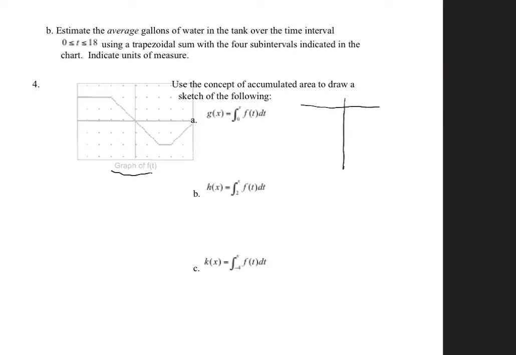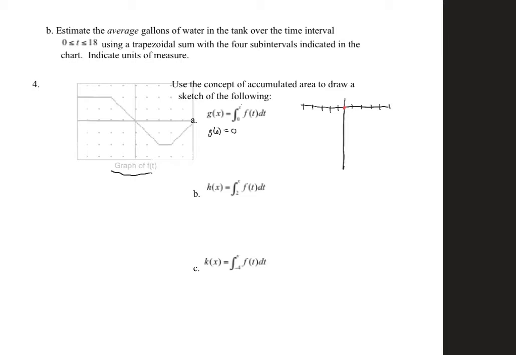then let's see, we got 1, 2, 3, 4, 5. Now at 0, we know when x is 0, g of 0 is the integral from 0 to 0 of anything is 0. So we know that that's going to be a point on our curve.